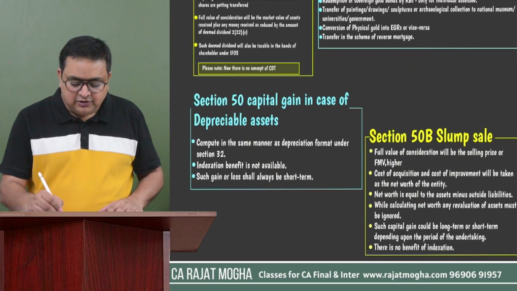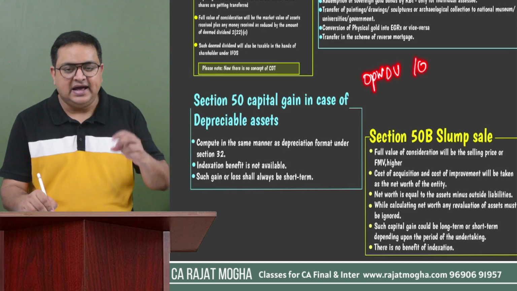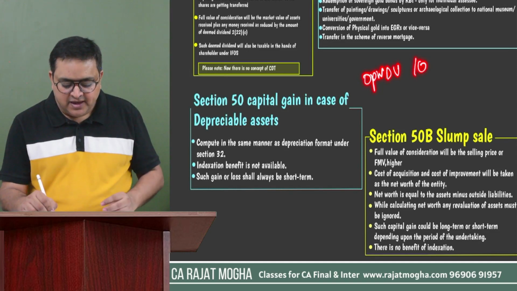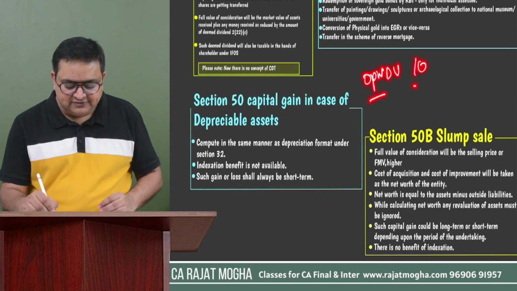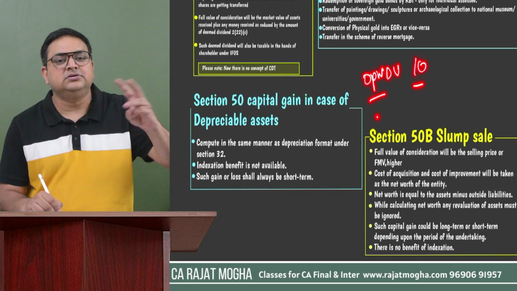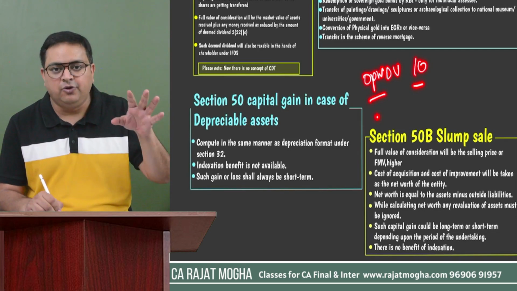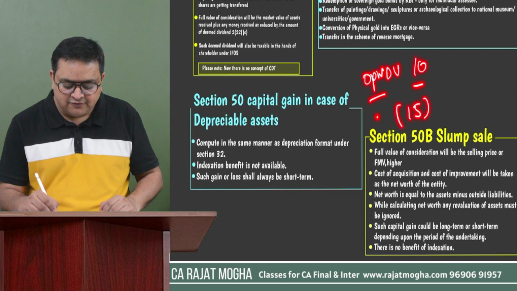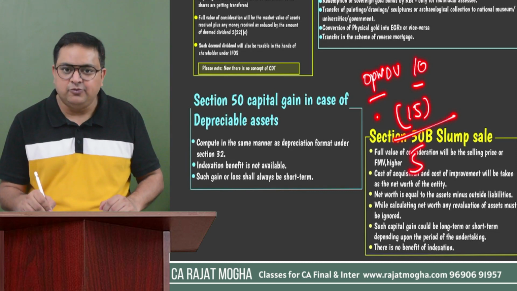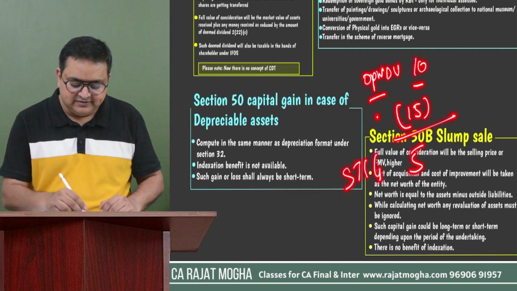Let's say the opening WDV of the block is 10 lakh. There were 3 machines. And let's say there were no additions during the year and you have sold all the 3 machines. You have sold the entire block. Let's say you have sold the entire block for 15 lakh. Then there would be a 5 lakh rupees short-term capital gain under section 50.